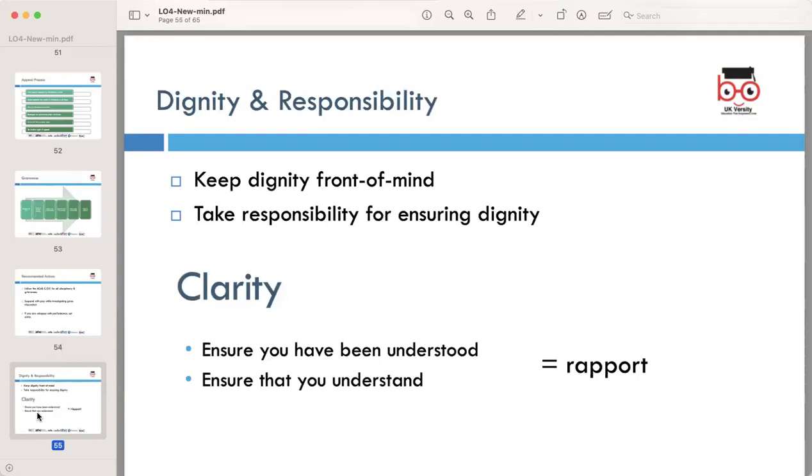Dignity and responsibility: prioritize maintaining dignity throughout interactions. Take responsibility for ensuring dignity by promoting clarity in communications. This involves ensuring that your messages are understood and that you comprehend the perspectives of others, fostering rapport in the process.